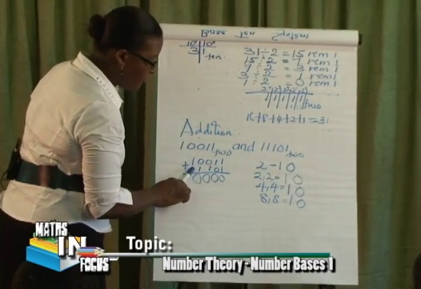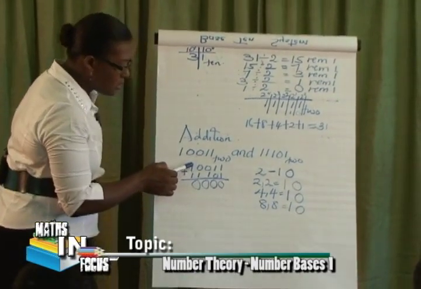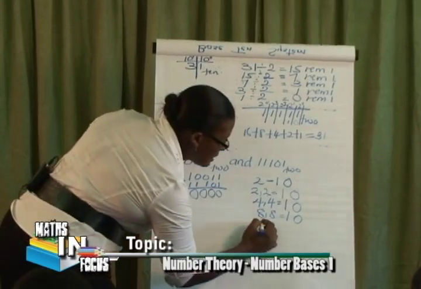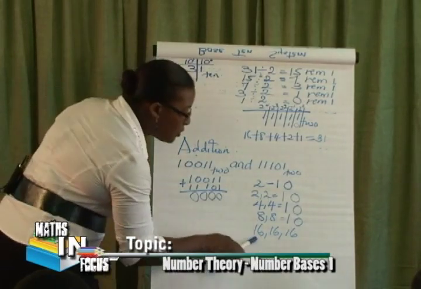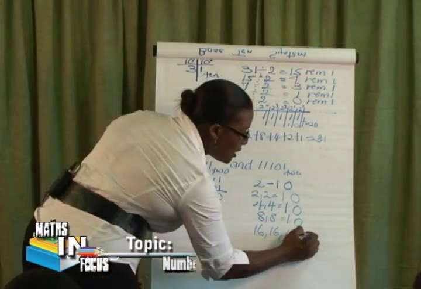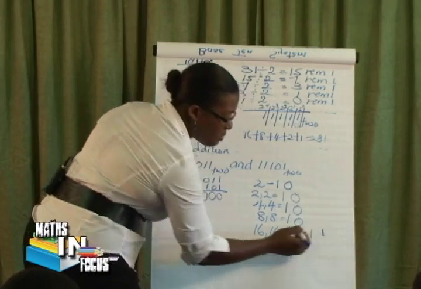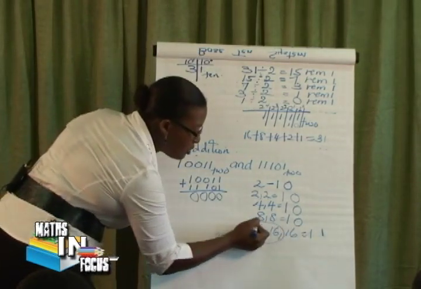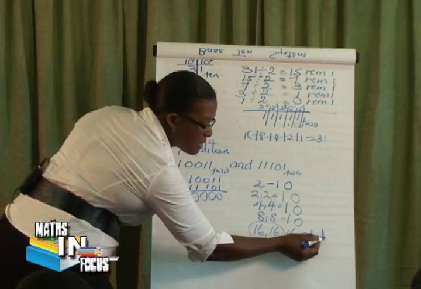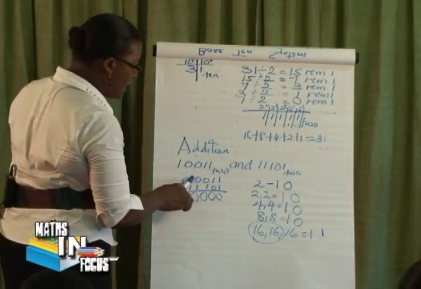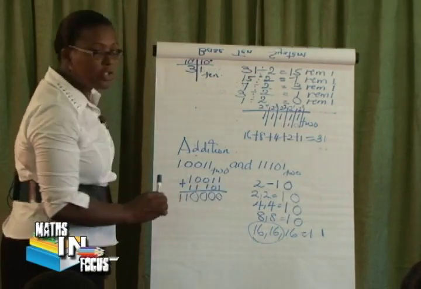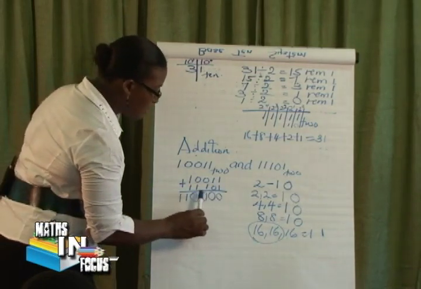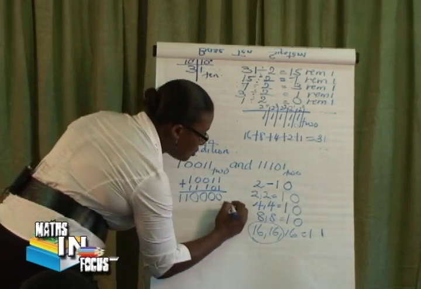So we go to the fifth column. 1 16, 2 16s, 3 16s. We know that 2 16s will give us a 32 and 1 16 remains. So we have 1 16 and 1 32. So the sum of 10011 and 11101 in base 2 is equal to 110000 to the base 2.